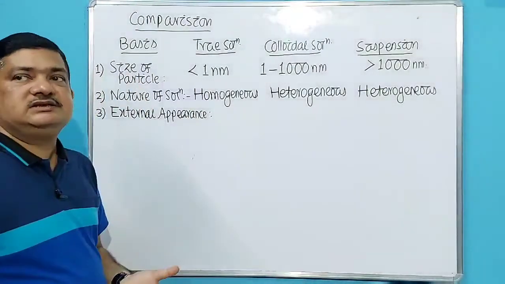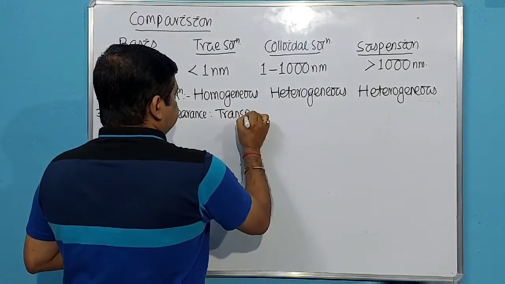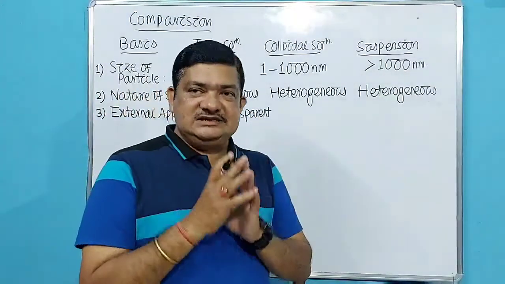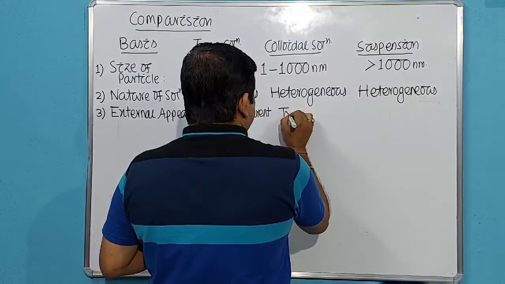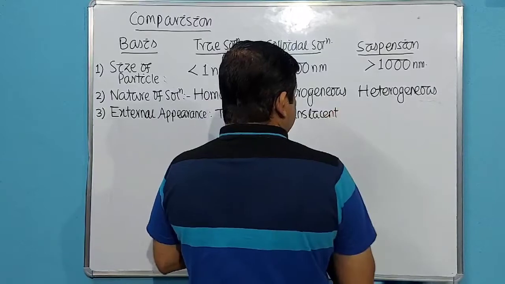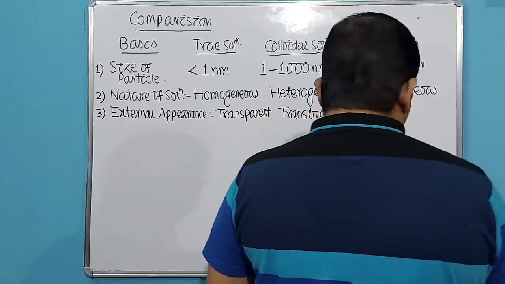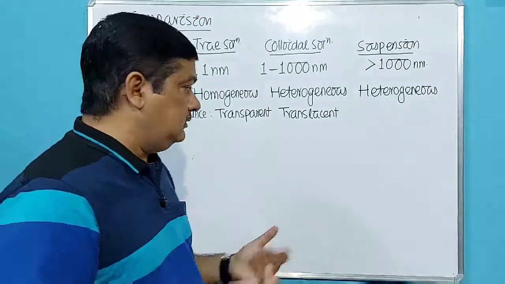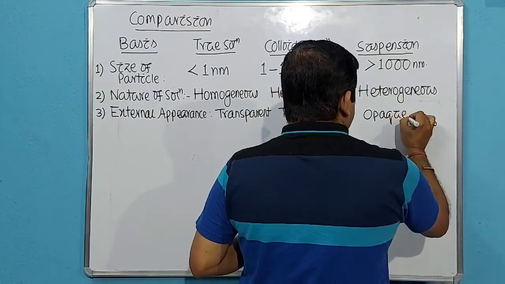It is transparent. You can easily see through it. Transparent. Then you can easily see through the colloidal solution. So it is translucent. That means you can see through it partially, translucent or transparent. Then suspension, can you see through the milk of magnesia? No, it is opaque. It is opaque in nature.